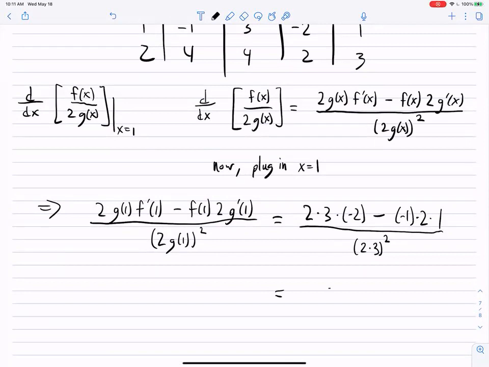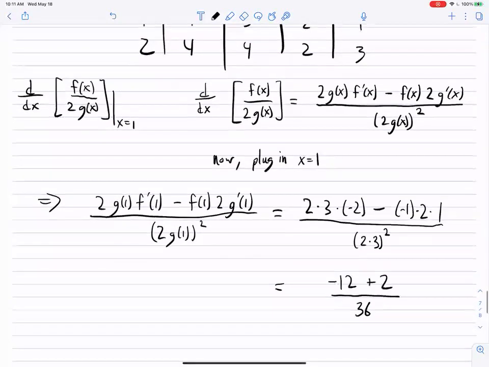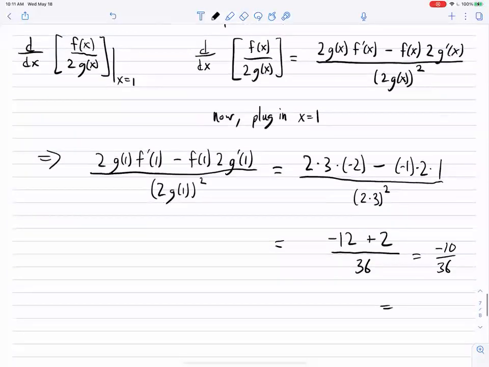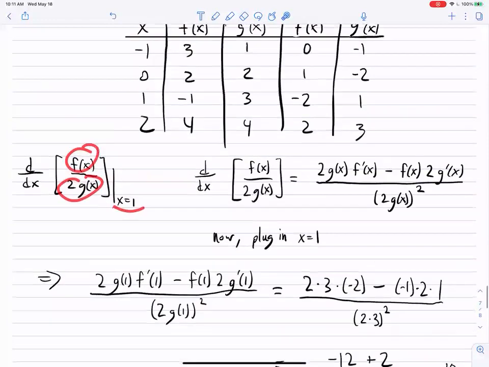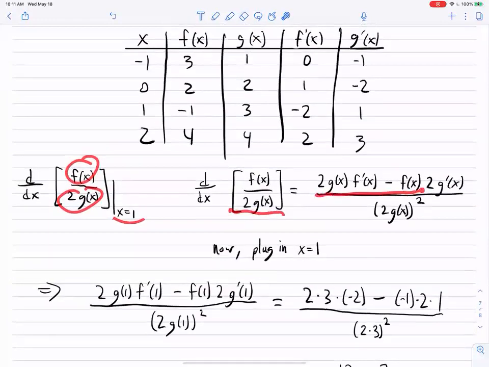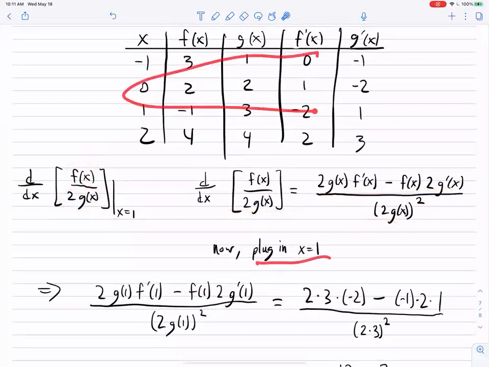-6 times 2 is -12 plus 2, all over 6 squared, which is 36. And so this is -10 over 36. Now we can simplify that. That's -5 over 18. And so that's what the derivative of f of x over 2g of x is, evaluated at x equals 1. And the way we do it is you just take the derivative using the derivative rules we have, and then you plug in the value and then look at the table.